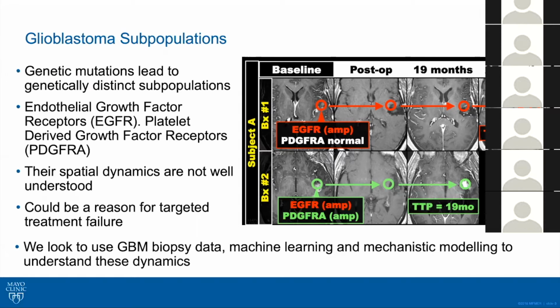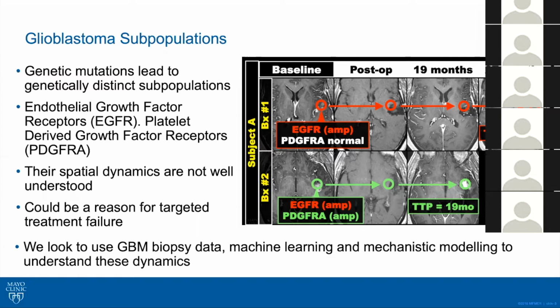So here on this figure, you can see one patient that had two biopsies taken, one of which was shown to be amplified in EGFR only, and not PDGFR, and one that was shown to be amplified in both. And tracking this patient over time, you can see that these two regions recurred at different times, suggesting that they have different underlying dynamics going on, which could be related to these amplifications.